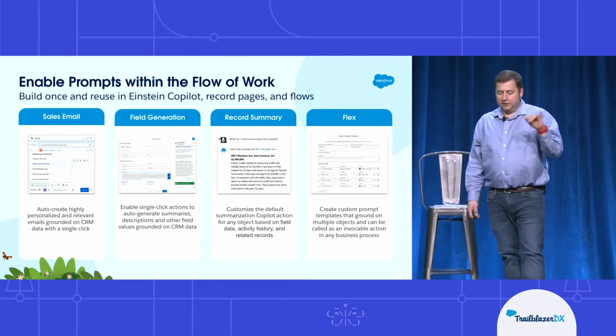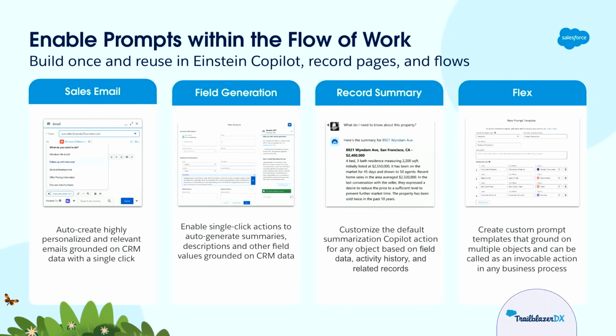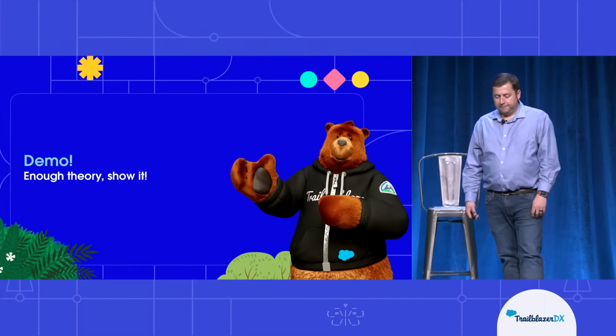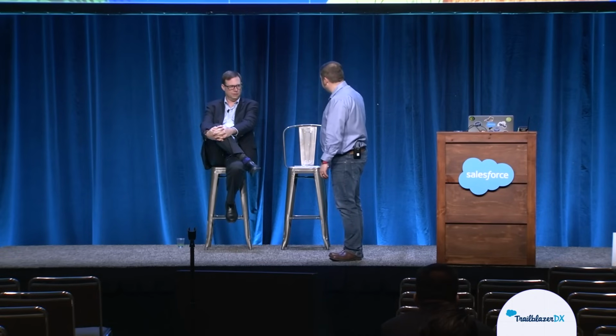Sales emails, talked about that one. Field generation, generate a field value. Josh is going to show you that. Record summary, that's really, really strong with Copilot. And then flex templates, which literally just is what it sounds like. You can define what data is passed into it. You then put your instructions, and then you can stuff it anywhere in the system where it makes sense for you to call it. But that's enough theory. Let's show them.